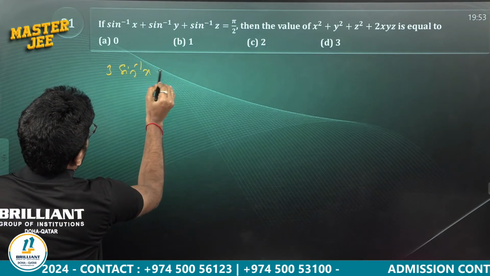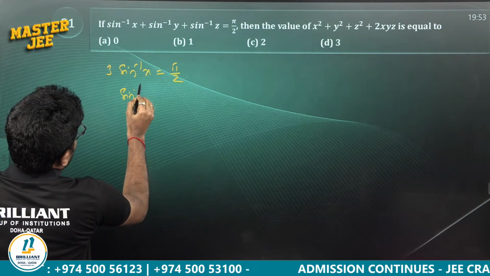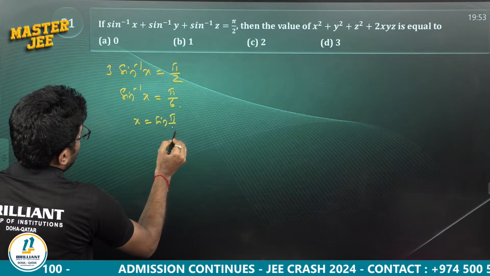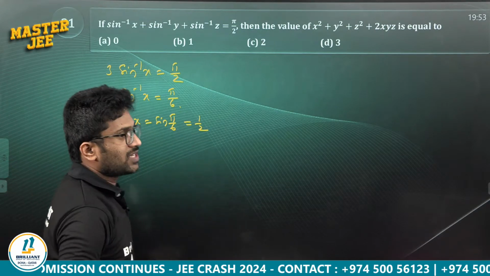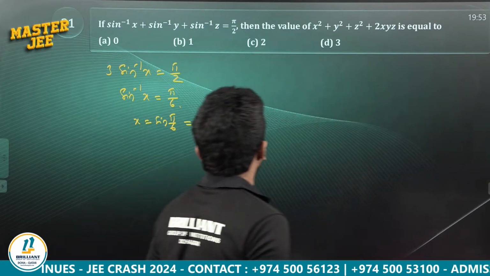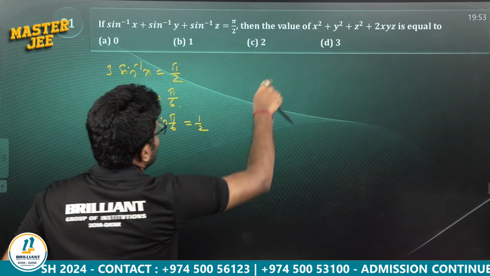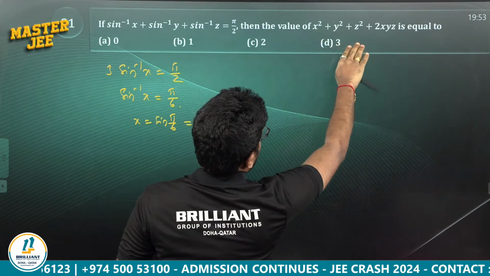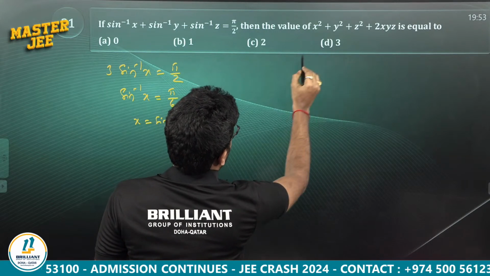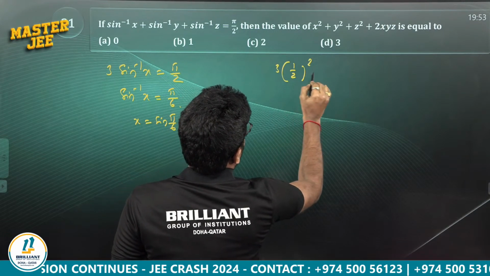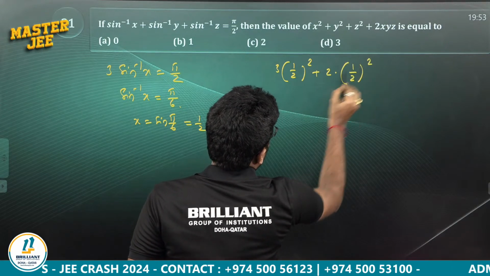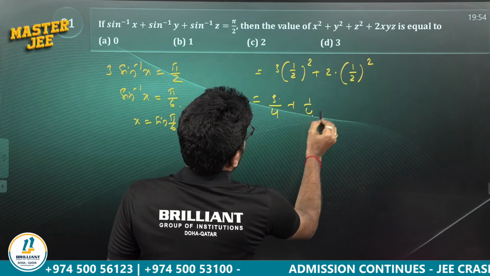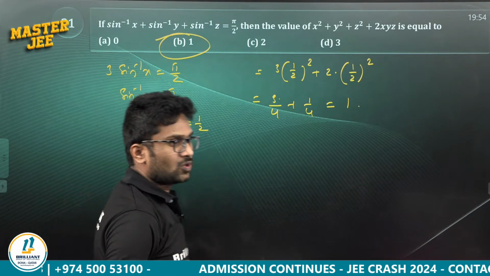If you take x is equals to y is equals to z, what happens? 3 sin inverse x is equals to pi by 2. Therefore sin inverse x is equals to pi by 6. That means x is equals to sin pi by 6, which is 1 by 2. Then they are asking x square plus y square plus z square plus 2xyz. So x square plus y square plus z square is 3 times 1 by 2 whole square plus 2 into 1 by 2 whole cube. This becomes 3 by 4 plus 1 by 4, which is equals to 1. That's it. So simple.